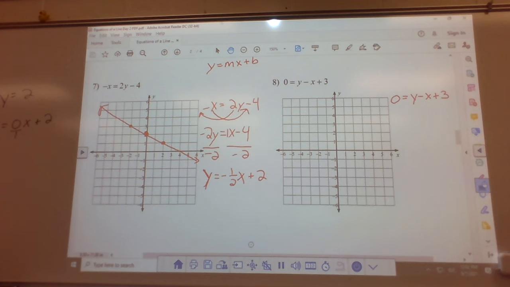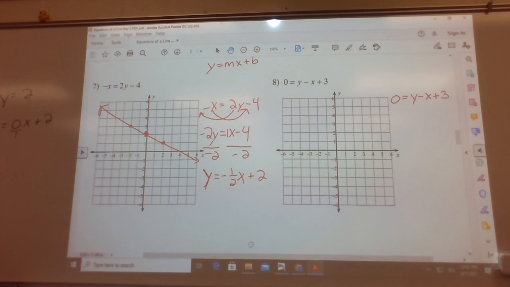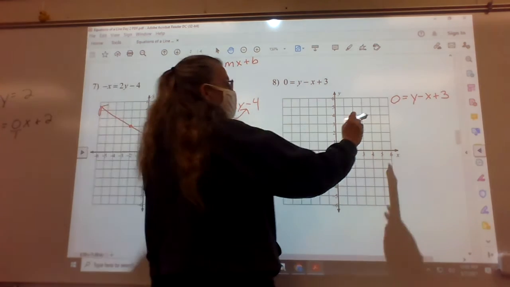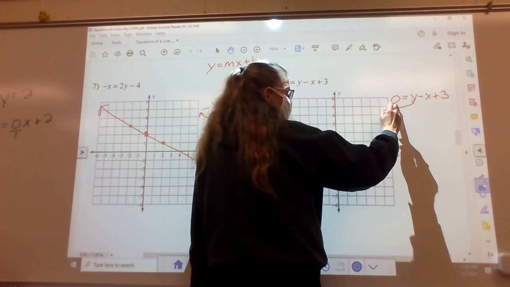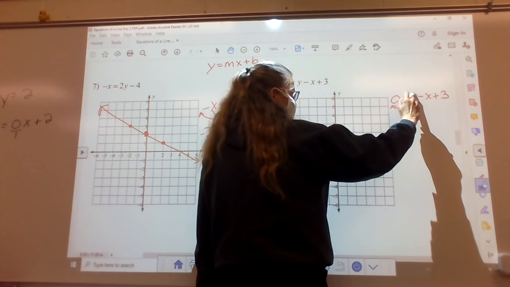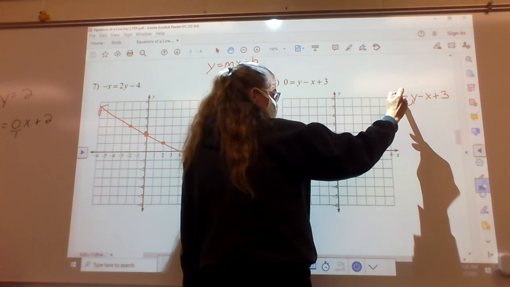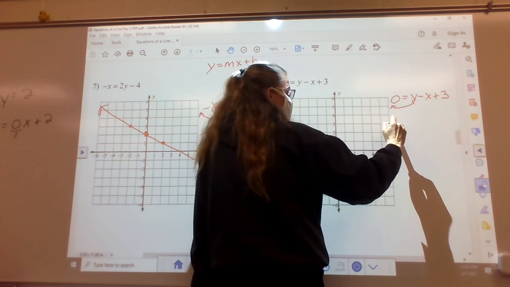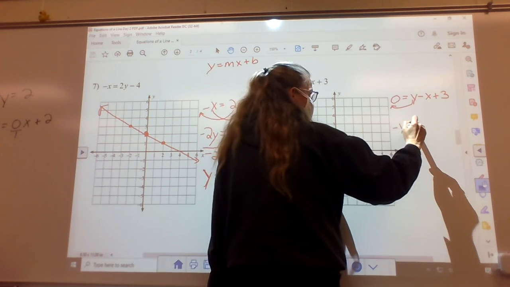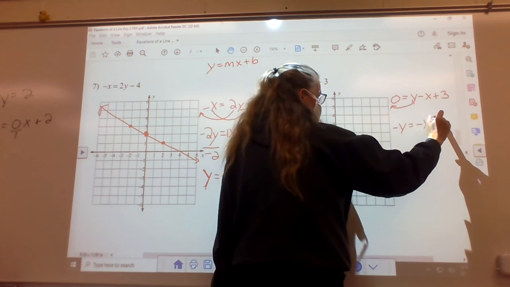What's on the wrong side? The 0, but 0 is just 0. I don't really have to worry about a 0 for the most part. But I do definitely need to move what? The y. The y is on the wrong side. So when I move it, the y is going to come over. Remember, if it's a plus y, to move it, I subtract y. And then that 0 is just going to disappear because there was really nothing there. So negative y equals negative x plus 3.